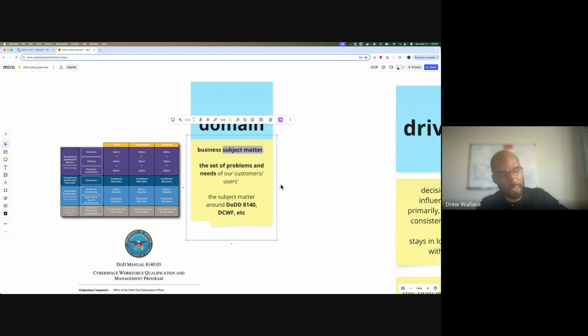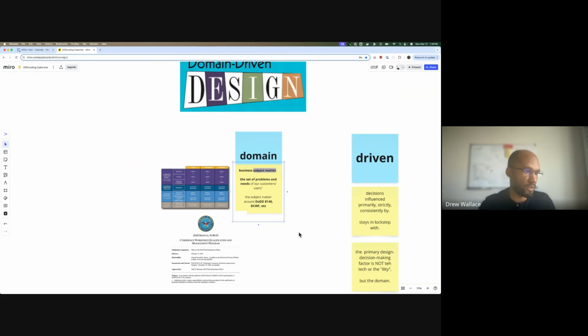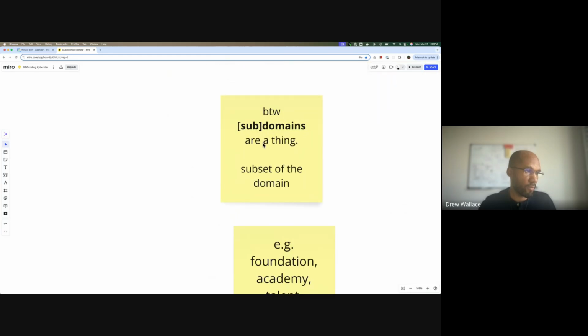And we'll get into domains. And oh yeah, by the way, I think I have a ticket for that. Here we go. By the way, subdomains are a thing. So in that large scope of the Cyberstar world universe, we can have solar systems, right? And that would be a subdomain. So I would look at foundation as a subdomain, talent as a subdomain, academy as a subdomain, right? And a subdomain might be composed of other subdomains.